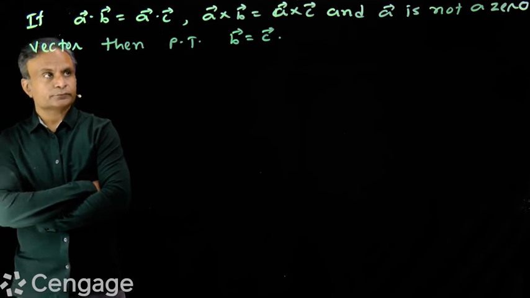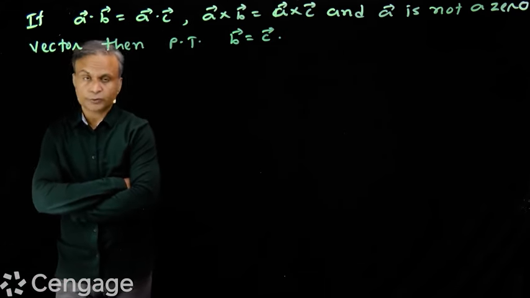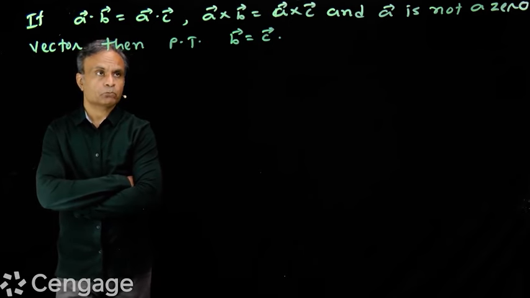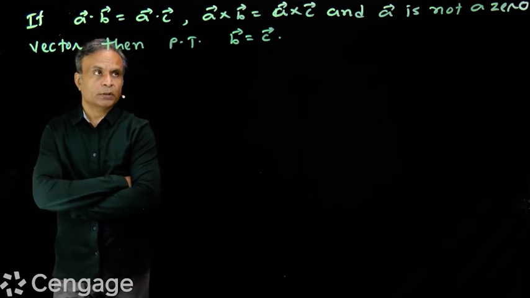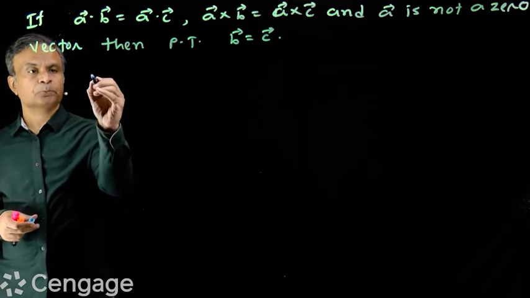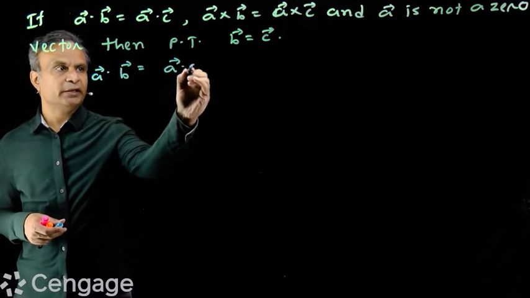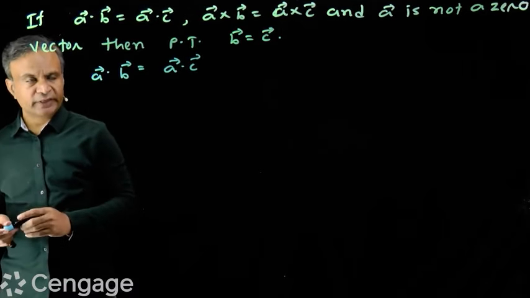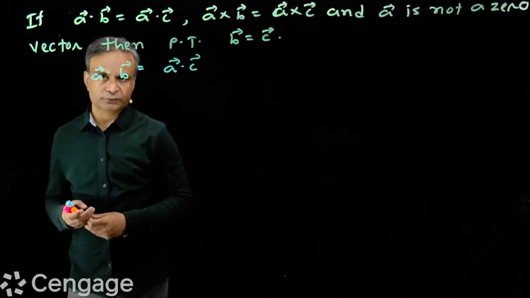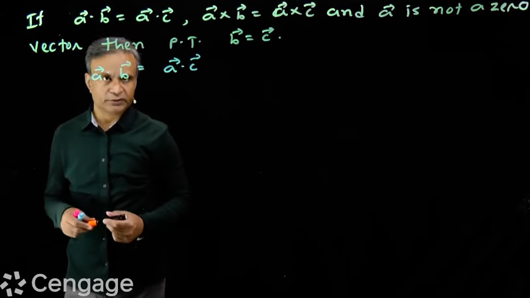क्या कर सकते हैं? We have dot and cross both. Geometrically समझते हैं. A dot B is equal to A dot C. What will be the geometrical interpretation of this? We can have many different types of geometrical interpretations.